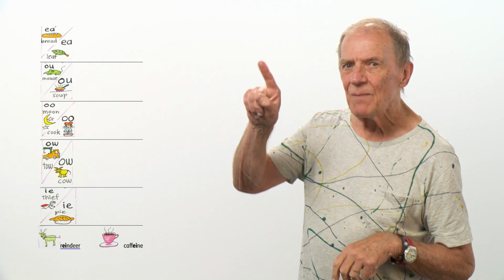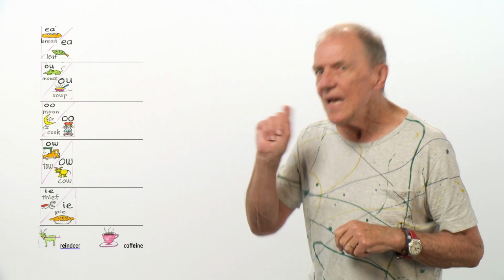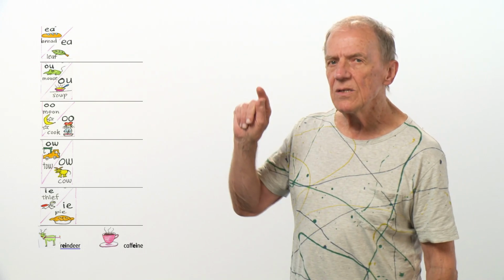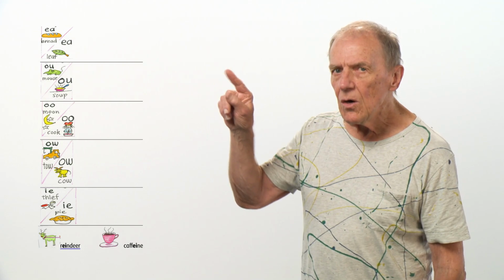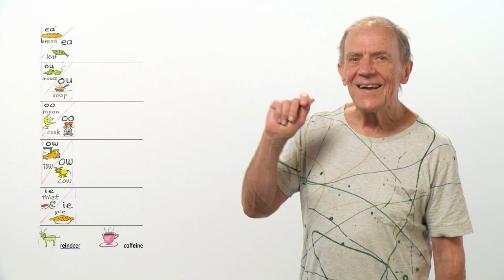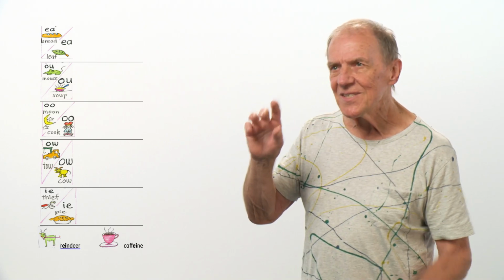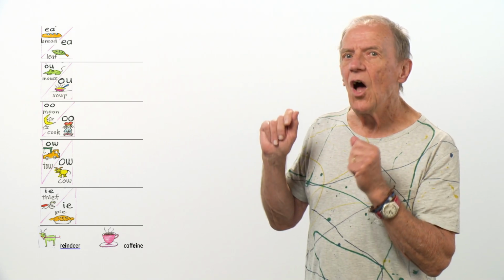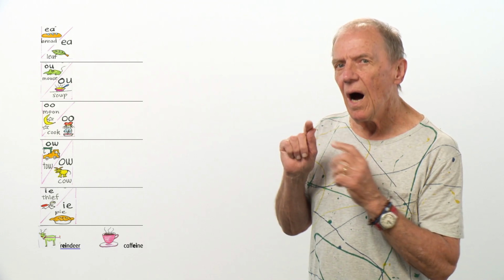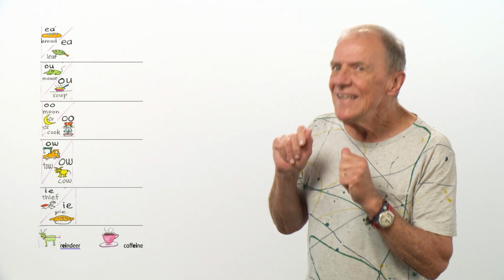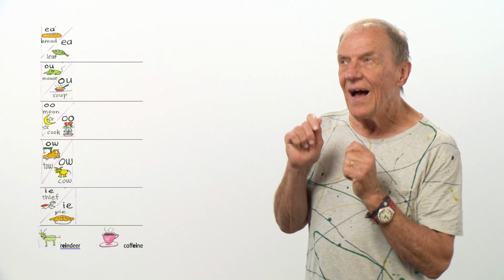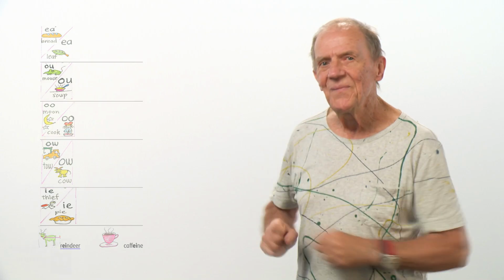E-A, that makes the E and E. O-U, that makes the ow and oo. The double O makes oo and o. And the O-W makes ow and o. And the I-E makes I and E. And finally the E-I makes A and E.